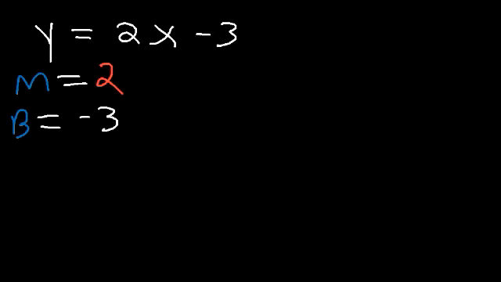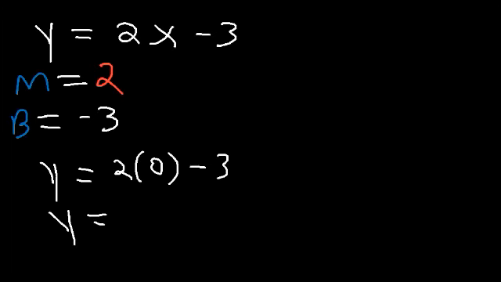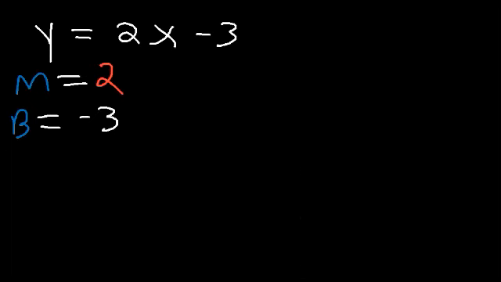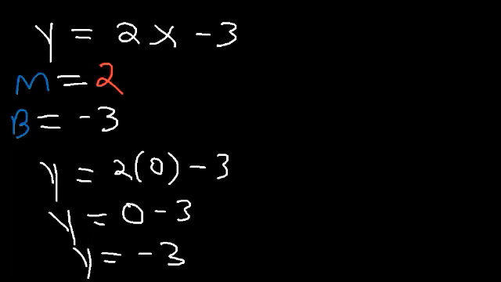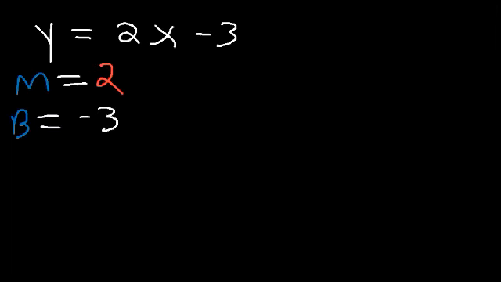Whenever you want to find the y-intercept of any equation, substitute x with 0 and solve for y. So if we replace x with 0, we can see that y is going to equal -3. So therefore, the y-intercept, you can write it as -3 for y, or you can write it as an ordered pair, (0, -3).